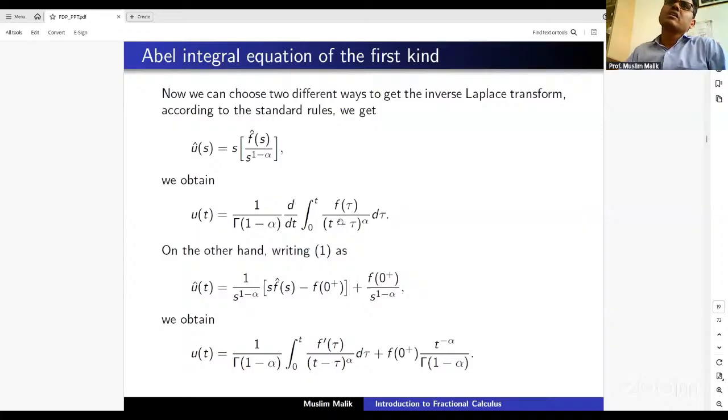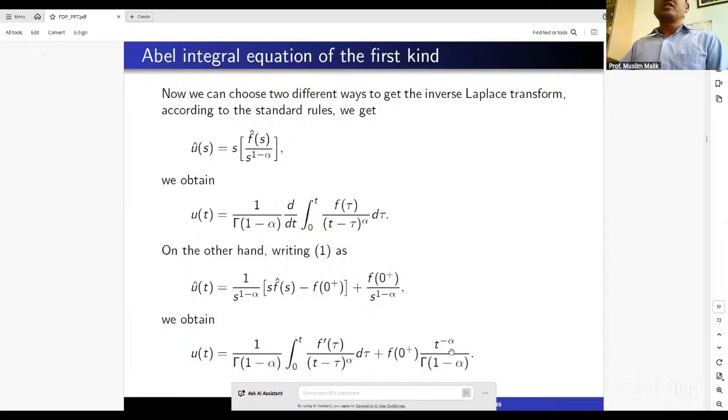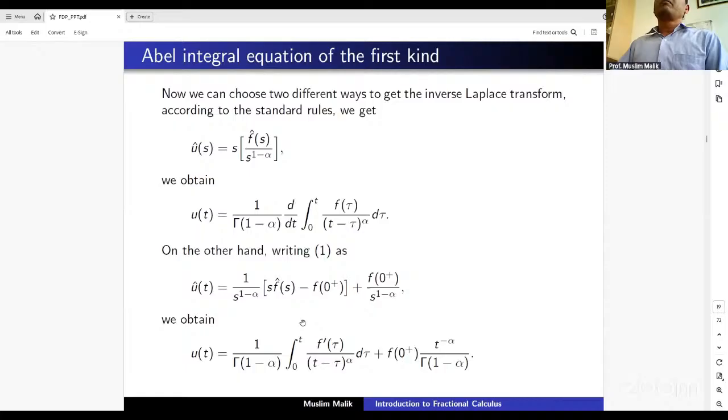Now if we want to find the solution of the Abel integral equation by using the Riemann-Liouville fractional integral or Caputo fractional integral, then we can replace the Laplace transform function in this form, and then replace it by the Caputo derivative. Then we can find the solution of this Abel integral equation by using the theory of the Caputo fractional derivative.